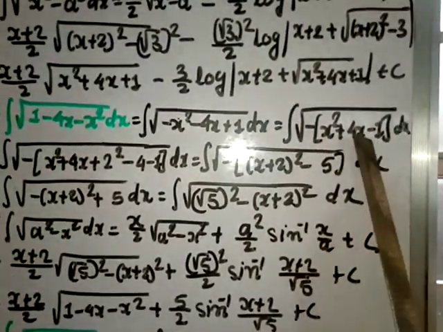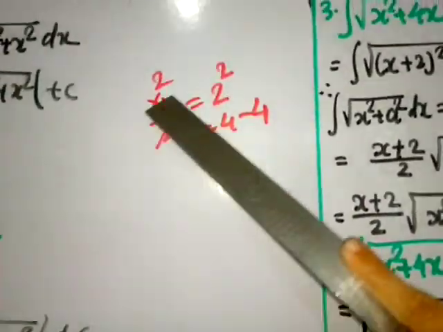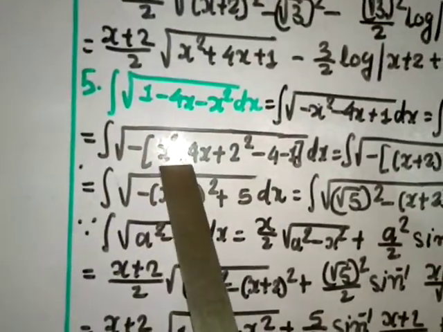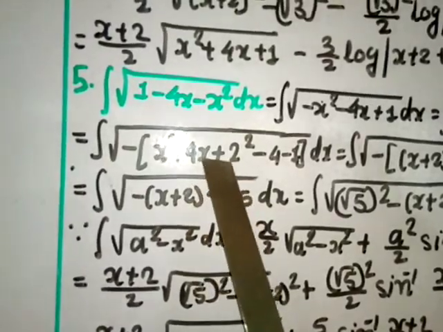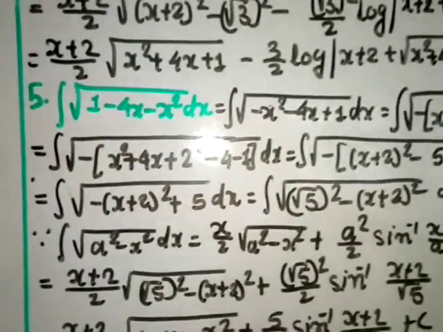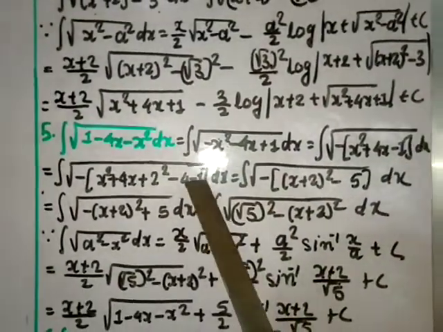Now I have to make a perfect square. Okay, same procedure here also, 4. So you take 4 by 2, so 2 remains, and 2 square you have to add and minus. Okay, so I am putting here. So my integral square root of minus (x square plus 4x plus 2 square). 2 square you have to add, that is 4. So adding and minusing 2 square, that is 4, and this minus 1 which was there is taken here back.